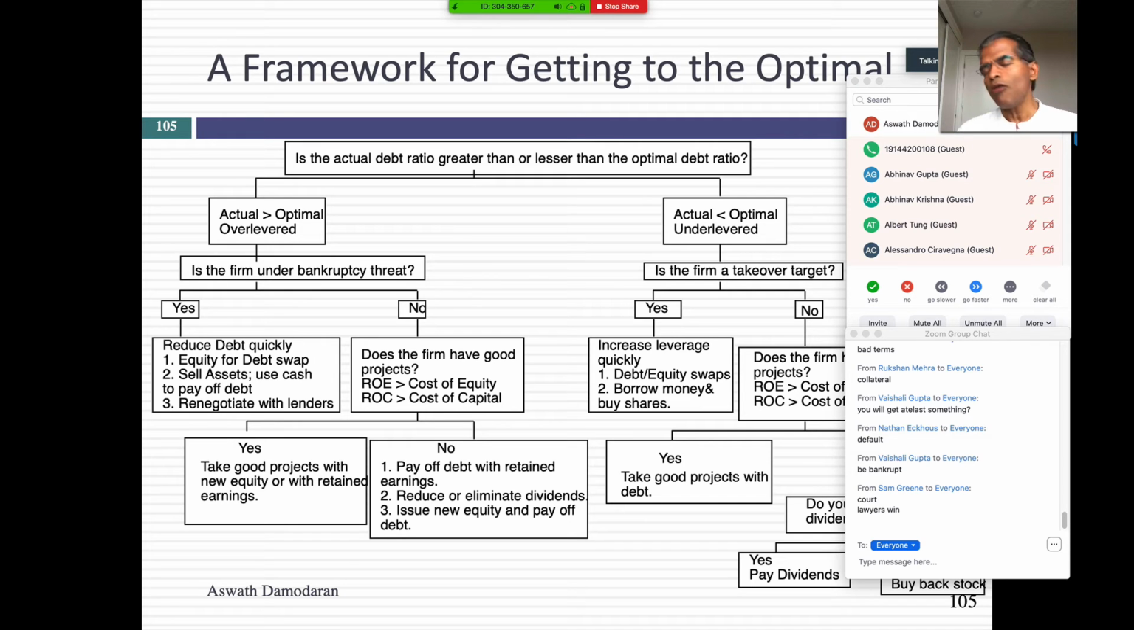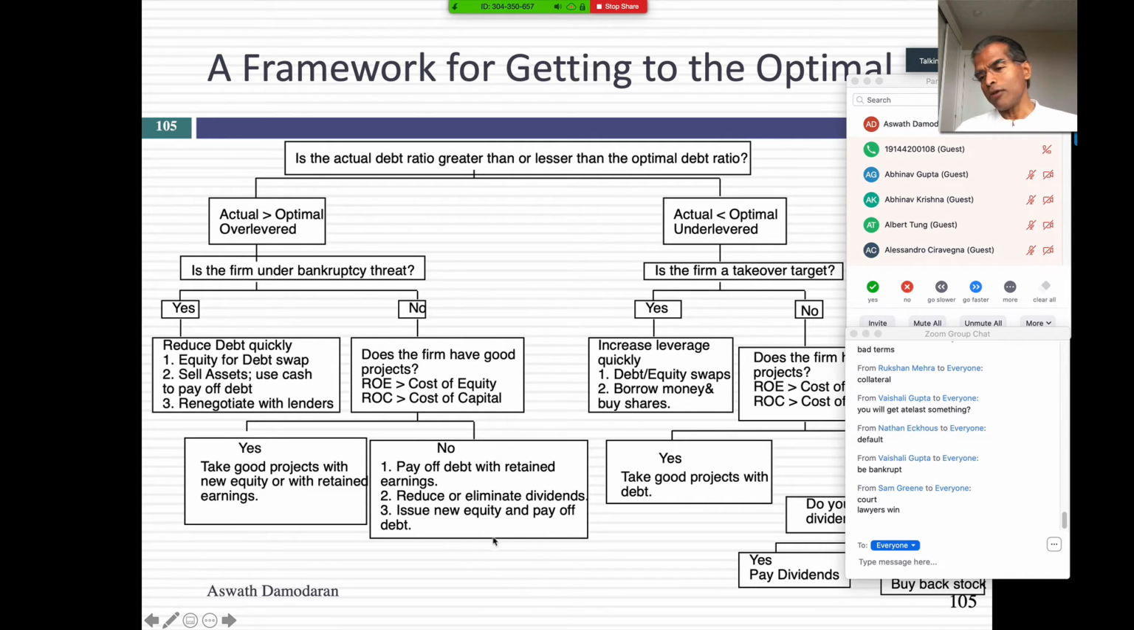In fact, if you're over-levered, what the heck are you doing paying dividends or buying back stock? You should be taking every dollar you have, putting it into those projects, because here again, you get a double whammy. As you use that equity to fund those projects, you get a positive net present value and you move further and further away from being over-levered towards your correct leverage. So if you're over-levered, you're not under bankruptcy threat, and you have good projects, then take good projects with retained earnings. Or if you can issue new equity over time, go ahead and do it.